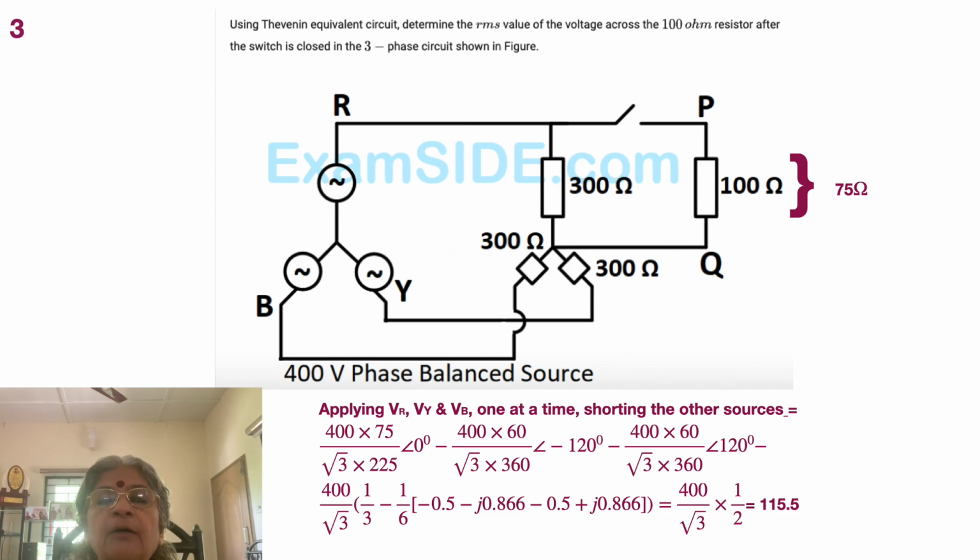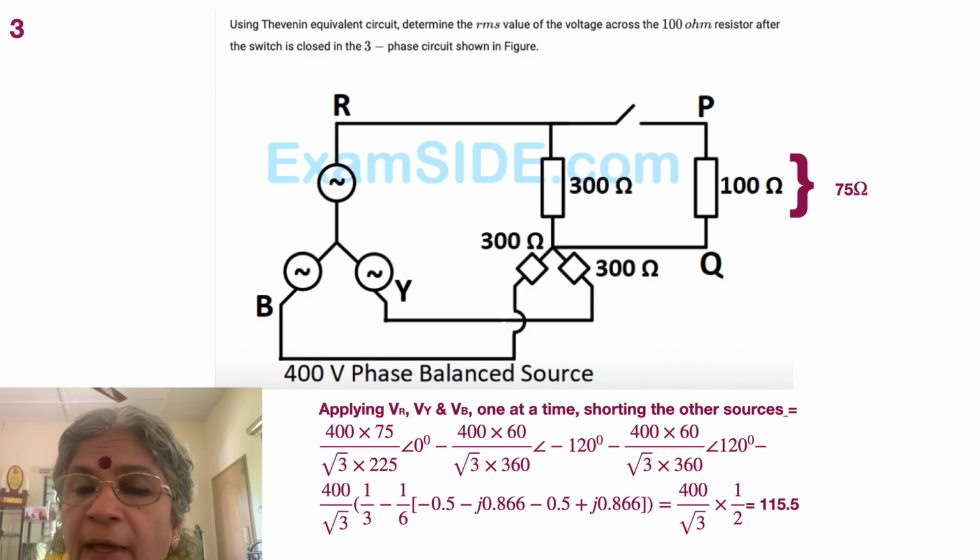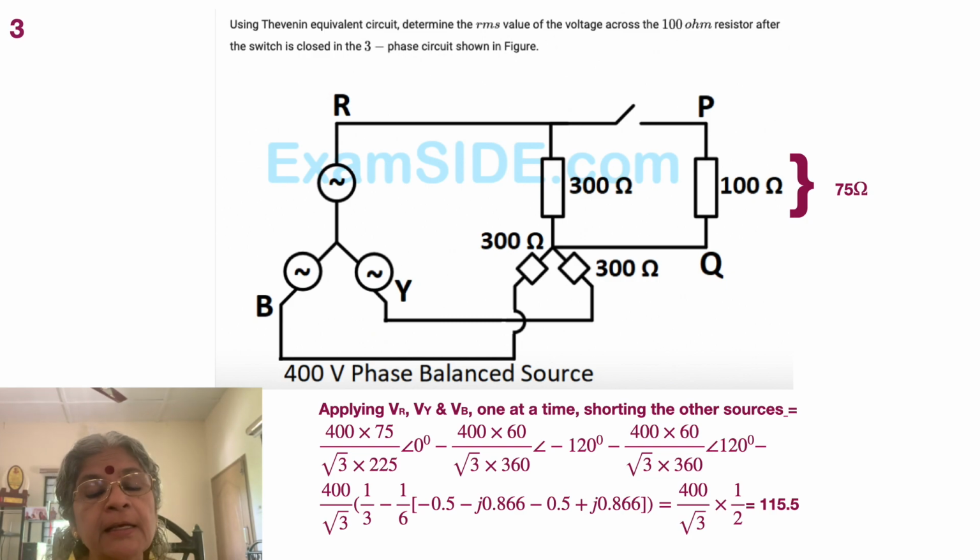Now we have a combination of all three voltages superimposed. In all cases 400 by root 3 is common, but in the first case the angle is 0, in the second case the angle is minus 120 degrees, where both rectangular components are negative: minus 0.5, minus 0.866. In the other case, with plus 120 degrees, the imaginary component is positive and the real component is negative. Summing them all together, the answer is 400 by root 3 into half, which is 115.5. It's a simple problem, though the explanation must have been a little complex. Next is even simpler.